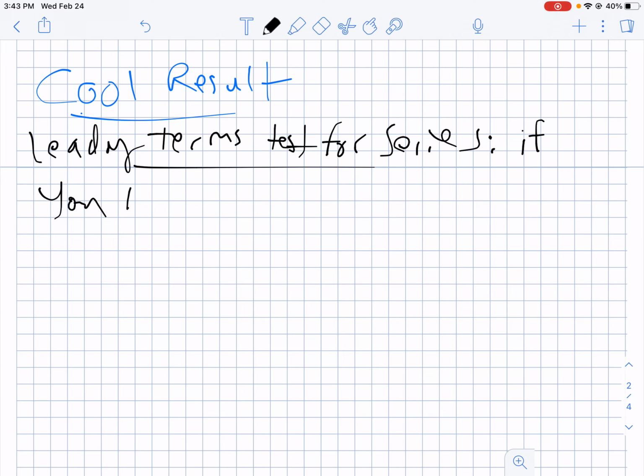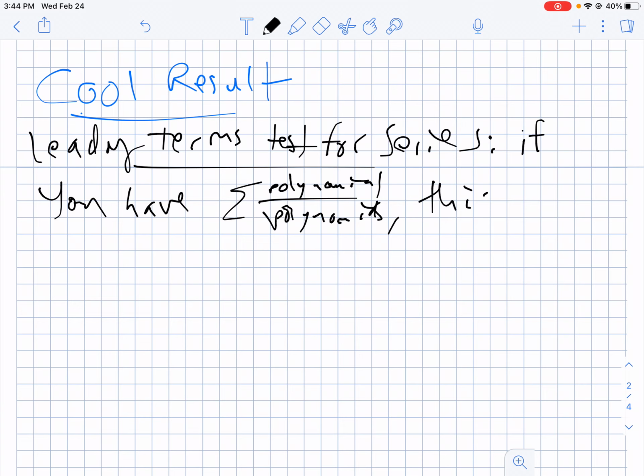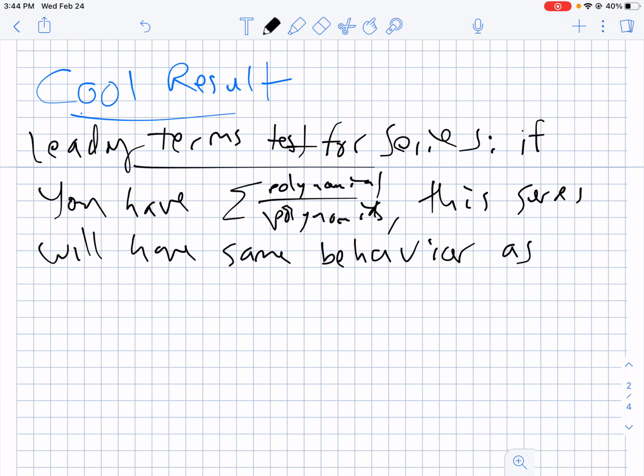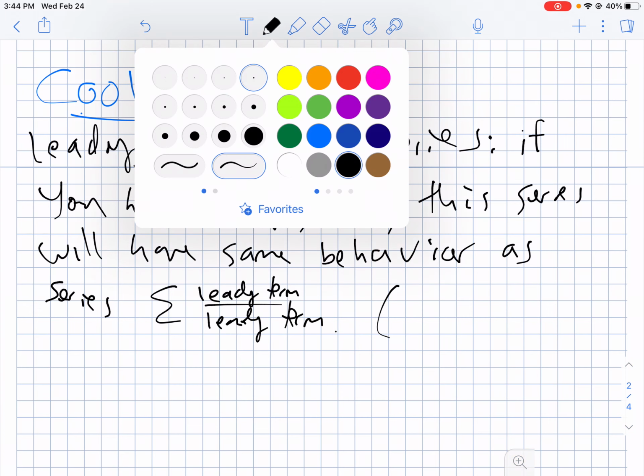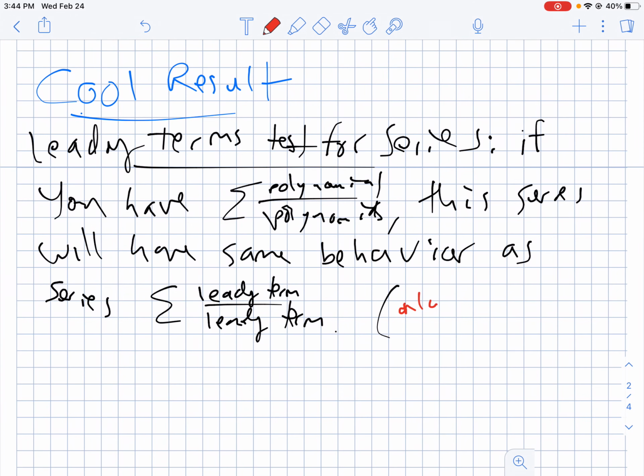So if you have an infinite series that is a polynomial divided by another polynomial, what the leading terms test says is that this series will have the same behavior, meaning it'll converge or diverge in the same way, as the series with the leading terms. That'd be the leading term on top and then the leading term on bottom. And when you look at the leading terms over the leading terms, it's always going to be a p-series once you do that comparison.